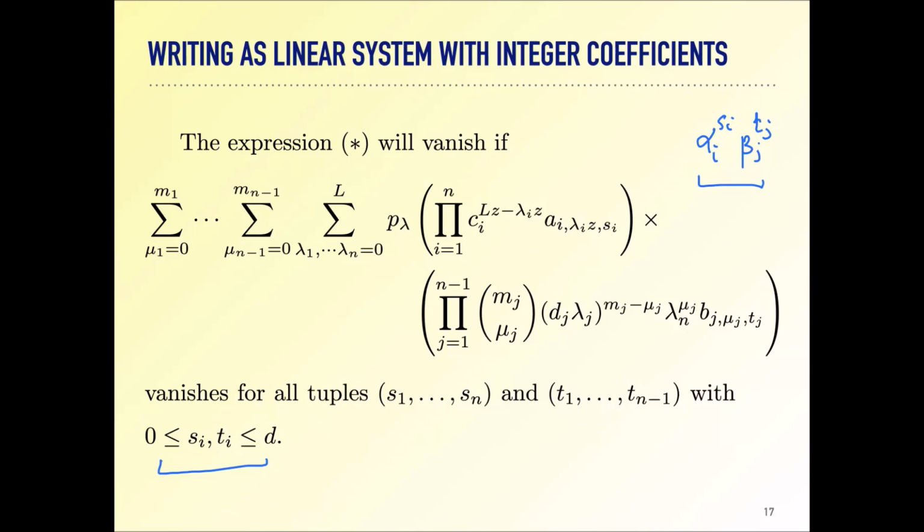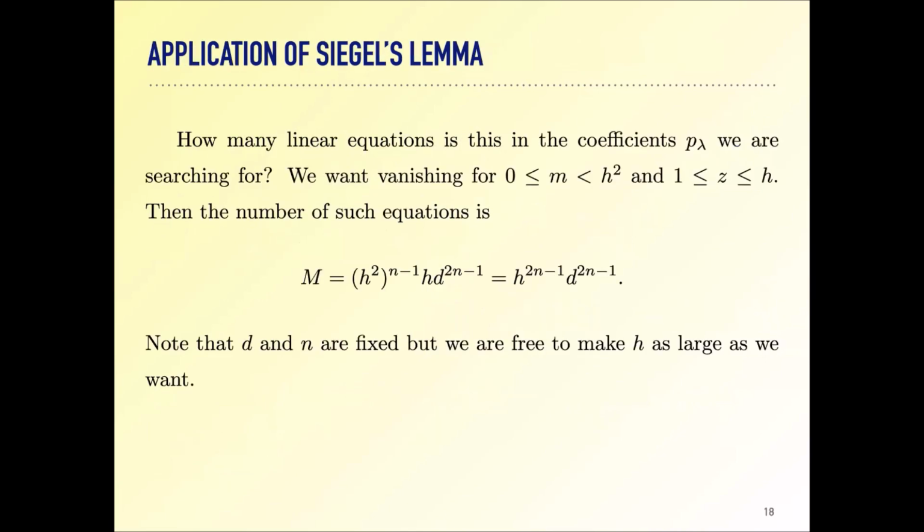Other than that, the first thing you would do is express the vanishing of a polynomial at arguments as a linear system in the coefficients. Now you just check that you have all the bounds to make Siegel's lemma work, and you can trust me that I did that. So we want vanishing for this many m's, all the way up to h squared, and this many z's up to h. The number of such equations is going to be h squared to the n minus 1.